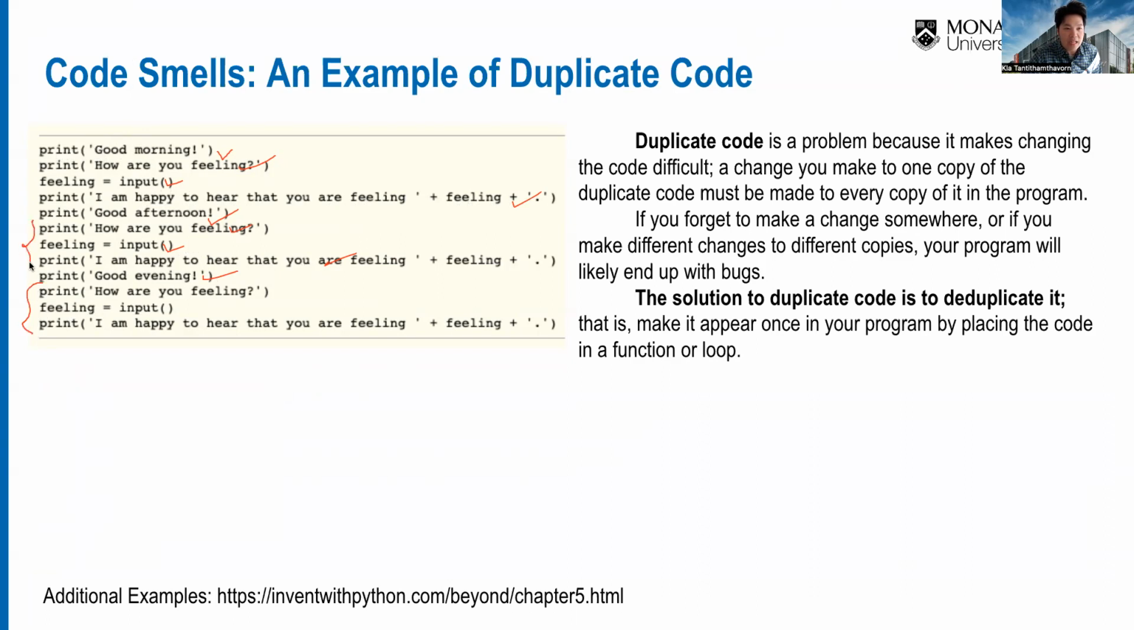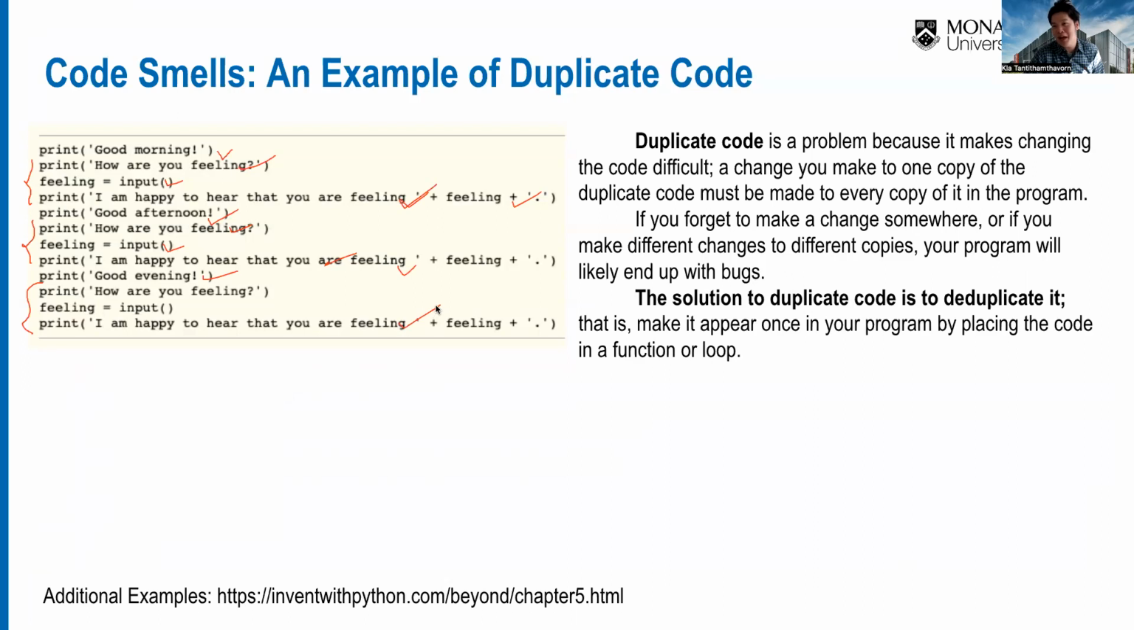How are you feeling? Input, I'm happy. How are you feeling? Input, I'm happy. What is the issue here? The code is duplicated. Let's say you receive a requirement to change or update the message here. Oh my goodness, you need to fix it how many times? Three times, right? It takes a lot of effort.